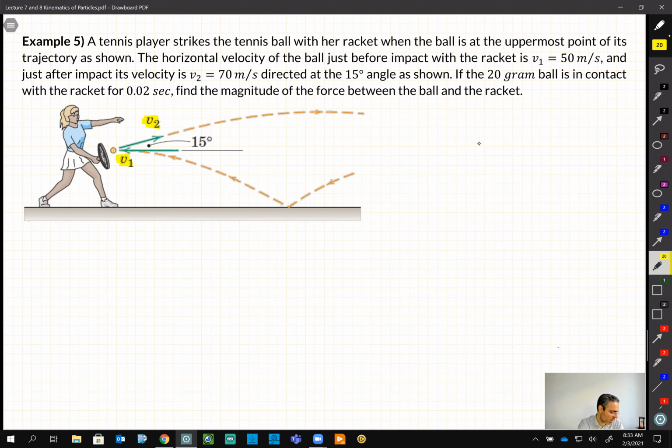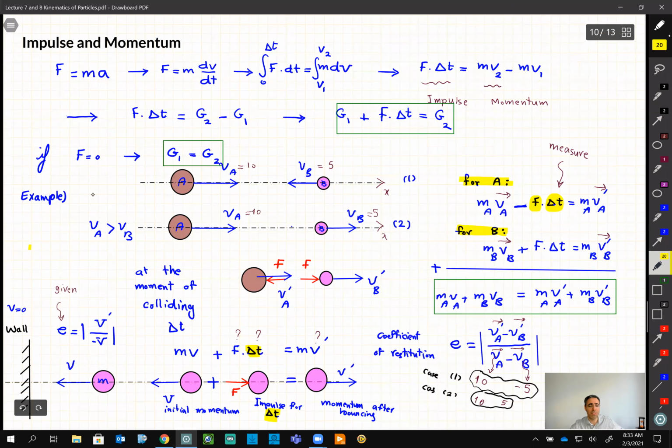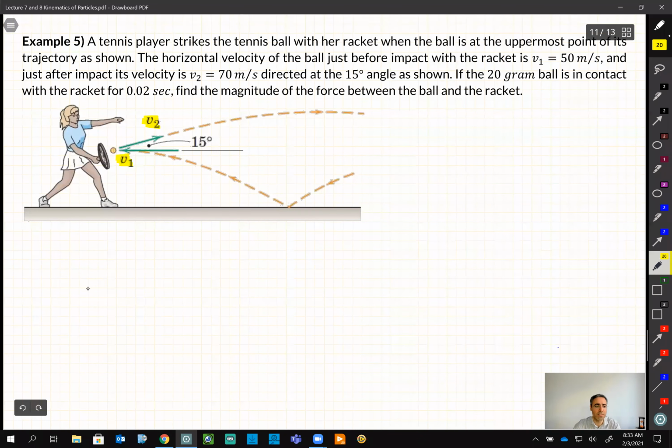But this time, because the racket is at an angle, it doesn't bounce back like the previous problem. Like if I move back one step to the previous slide, if let's say this wall was oblique rather than a straight wall, then after hitting this surface, the ball doesn't bounce back straight. It goes at an angle. But this problem is a little bit more advanced. It bounces back with an angle of 15 degrees. So we have these two velocities.